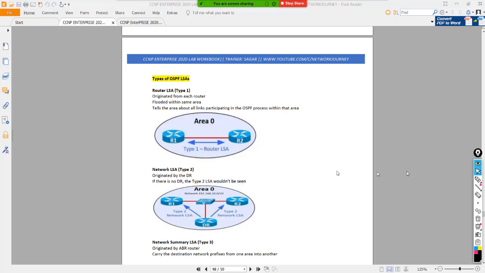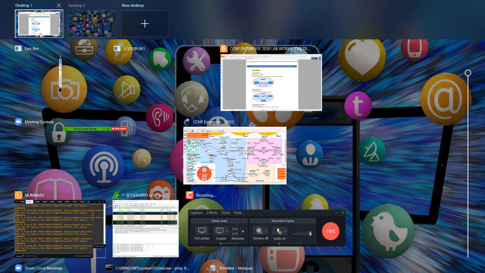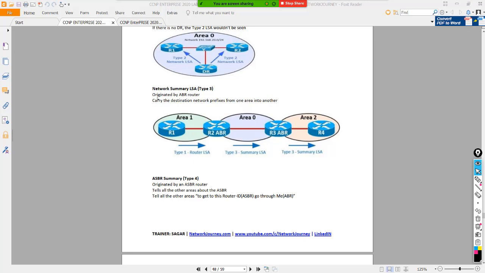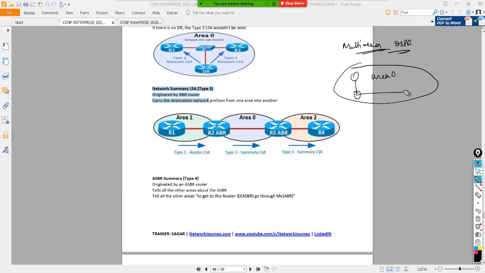Now let me talk about the LSA3. This LSA is generated when you have multi-area OSPF configured, which we have not done so far. We just did single area OSPF, right? Now what is multi-area? Let's say I have area 0 where I have a bunch of routers, and I have another area, let's say this is called area 40, and there are a bunch of routers.